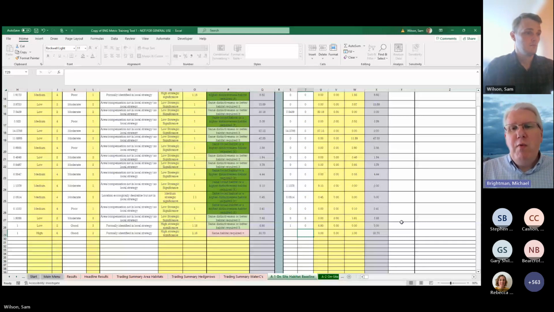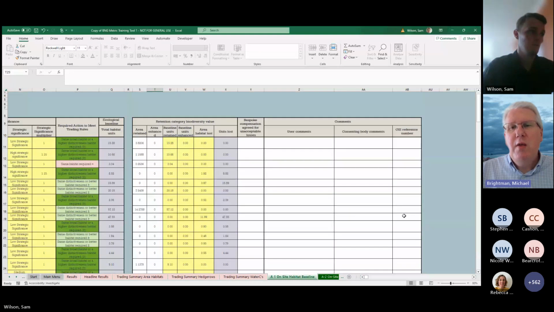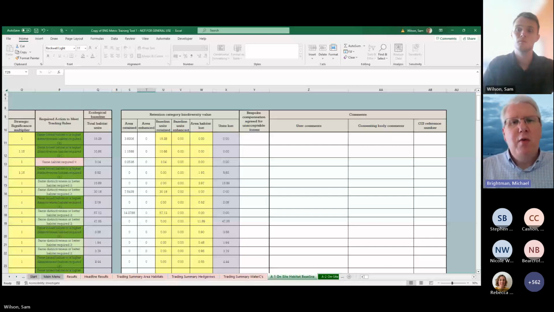Now, if we scroll further right in this demonstration, we've got a few more columns that are showing white, which means that they can have assessor input. Now, the 2 I want to point out first are the ones where it's got comments. So the first one where it says user comments, that's for the person filling out the metric, the assessor, to put in any comments against each of the habitat parcels.